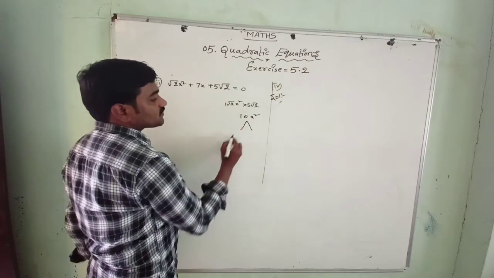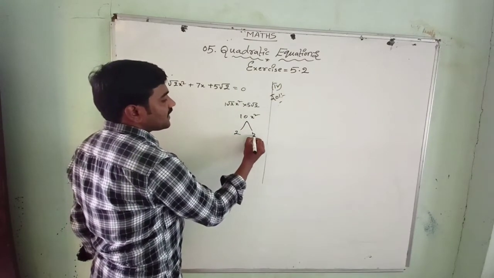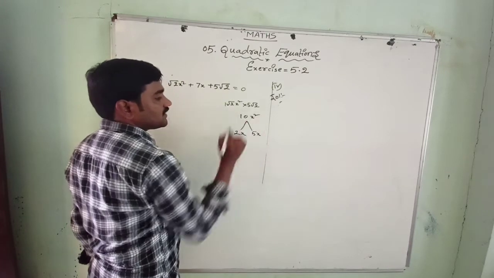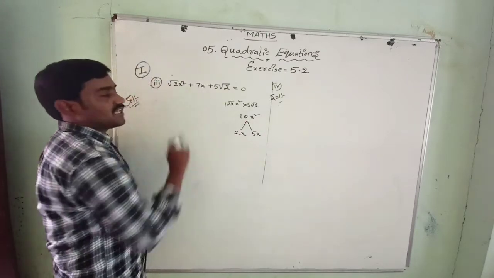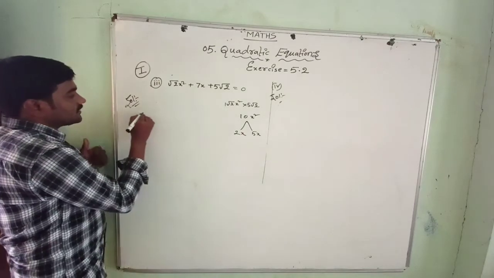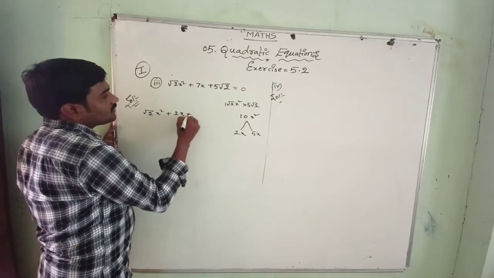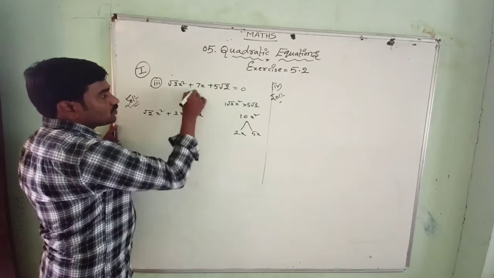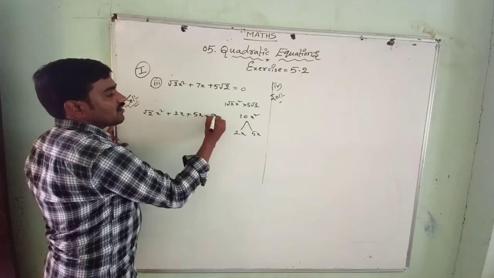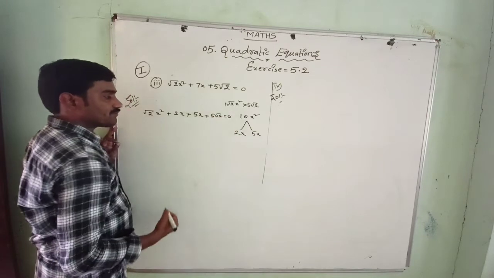How can we write 10x² as a product? 2 × 5 is 10. When we add these both, we will get 7x. Balanced. Now let us do it here: √2x² + 2x + 5x + 5√2 = 0, writing this 7x as 2x + 5x.